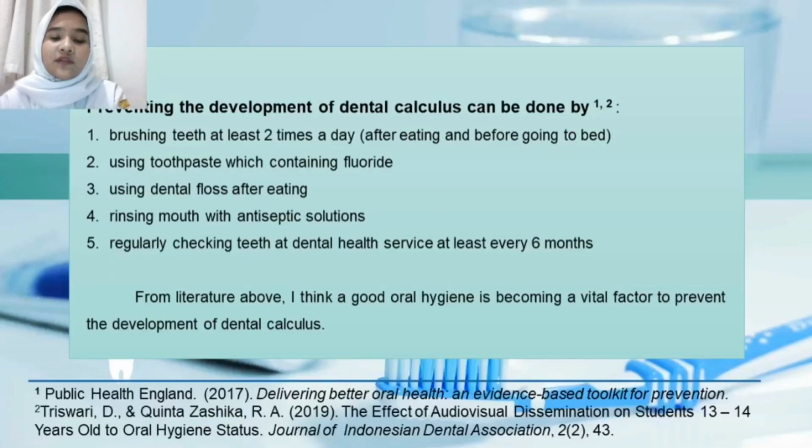Preventing the development of dental calculus can be done by 5 efforts. First, brushing teeth at least 2 times a day after eating and before going to bed. Second, using toothpaste which containing fluoride. Third, using dental floss after eating. Fourth, rinsing mouth with antiseptic solution. And last is regularly checking teeth at dental health service at least every 6 months. From literature above, I think a good oral hygiene is becoming a vital factor to prevent the development of dental calculus.